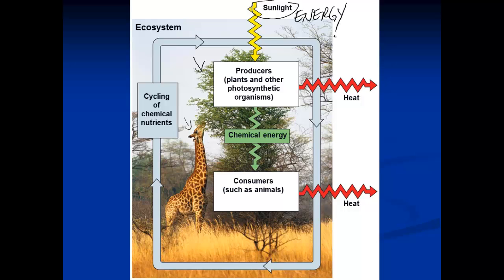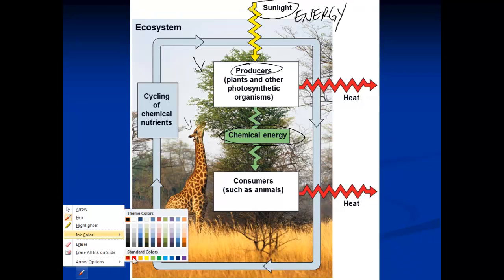Now up above we have sunlight that is striking this savanna ecosystem, and that sunlight brings energy to the ecosystem. So energy enters the ecosystem in the form of sunlight, and producers such as this tree here are going to capture that energy and transform it into a different type of energy, chemical energy.